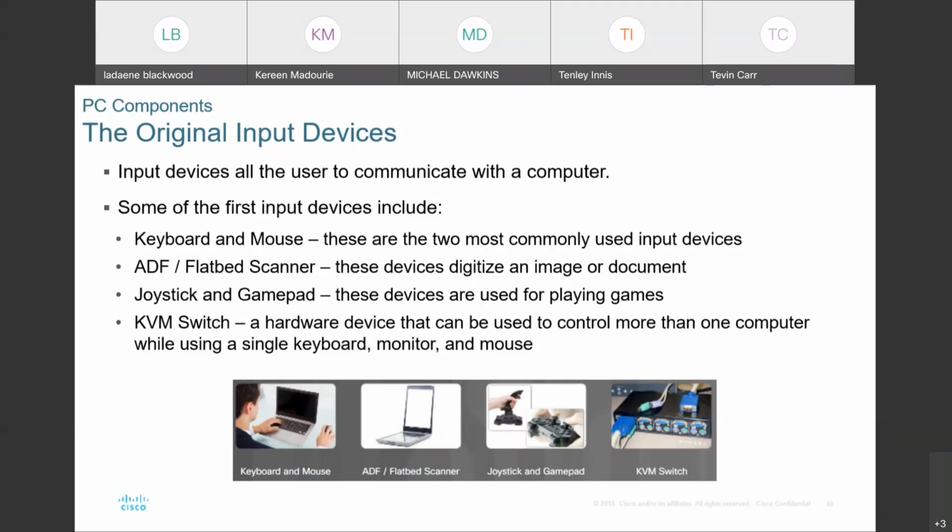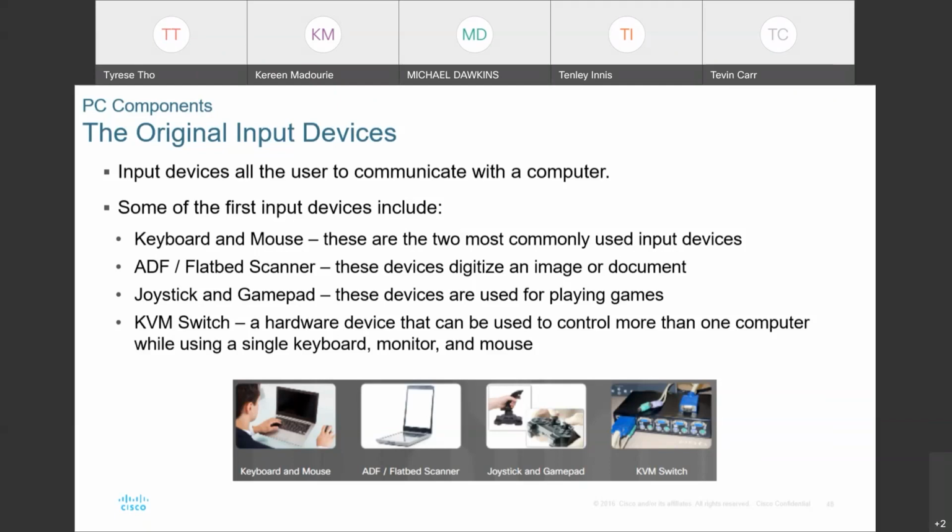Then we have the joystick and gamepad. The joystick is not only for games, but it's also to communicate and input directions into the computer. And you have the gamepad, like those little controllers, for those persons who are old enough to remember Atari and those game pads.